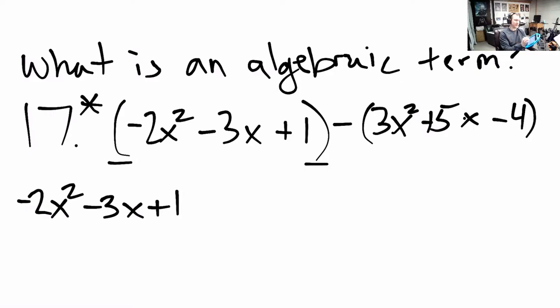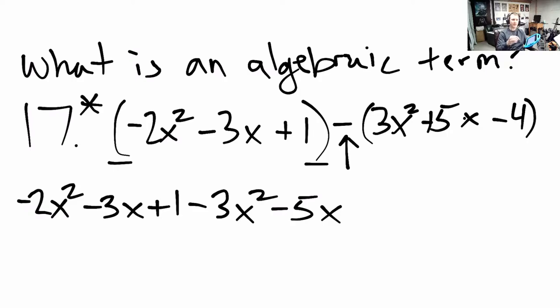But this negative sign now means we're subtracting this entire group. The whole positive 3x squared plus a 5x minus 4. So we're going to treat this term by term, and we're going to subtract each term at a time. So we need to subtract a positive 3x squared, which means we're subtracting 3x squared. We're going to subtract a positive 5x, which means we're subtracting 5x. And we're going to subtract a negative 4. But subtracting a negative number is really adding.